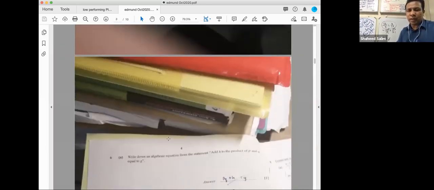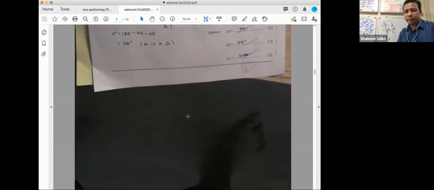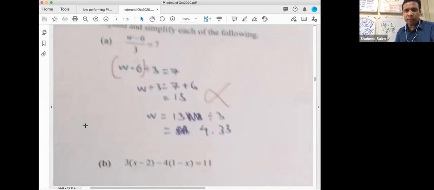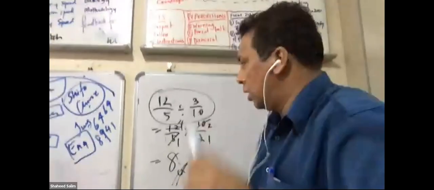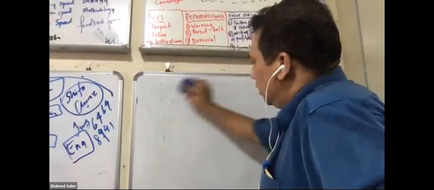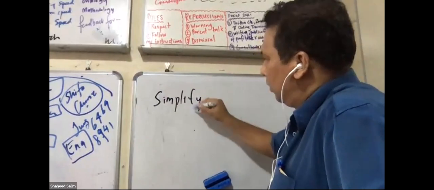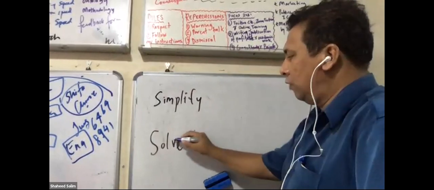So let's see the next one. All correct. What is this? Okay, I cannot see. Simplify. Now, when they say simplify, it means you cannot solve it. So you must understand the difference between these two words. One is simplify, the other one is solve. You tell me what is the difference. If they say solve, what's the meaning?